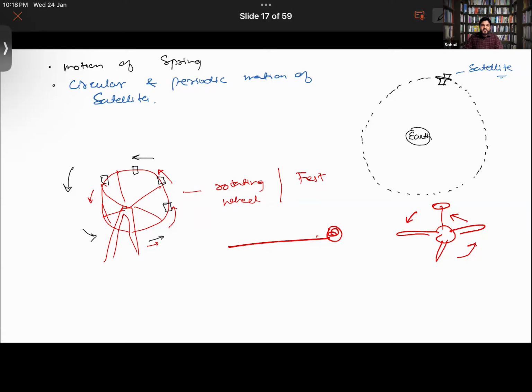So here the basic thing we get to see is that the body is moving in a circular direction, right? So when a body moves in a circular path, its motion is known as circular motion.